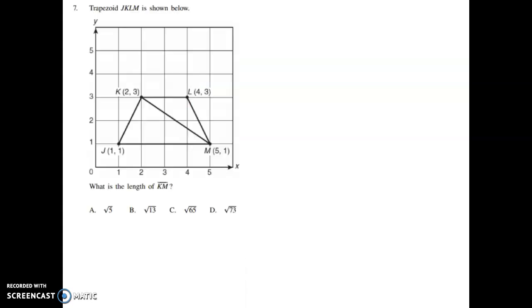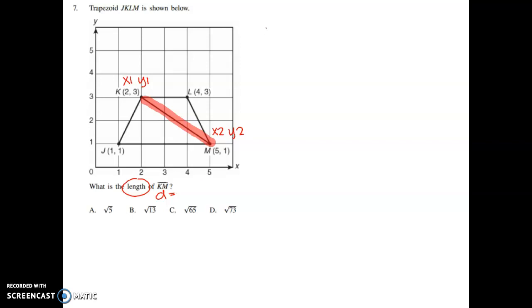We are going to be flipping over to the back. This is number 7, and it says trapezoid JKLM is shown below. What is the length of KM? So I'm going to look at KM here. That's this line right here. And it gives us 2 points. I'm going to say this is my x1, y1, and my x2, and my y2. So when it says find the length, we are talking distance formula.